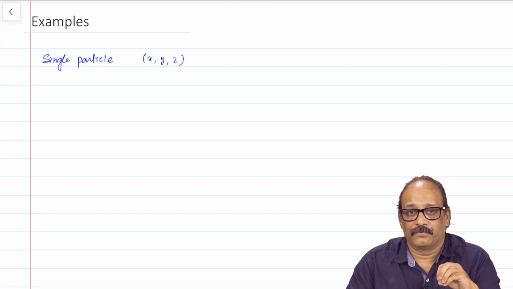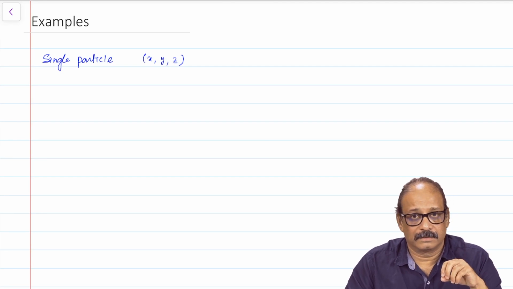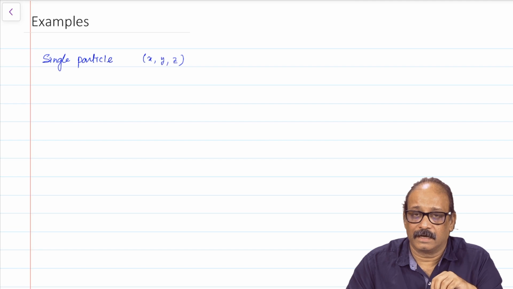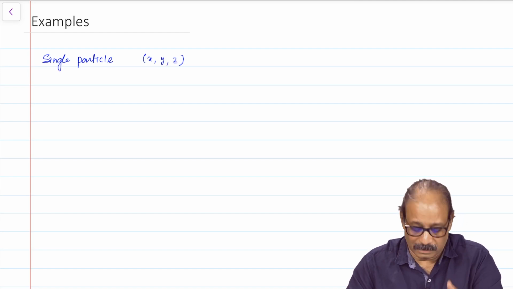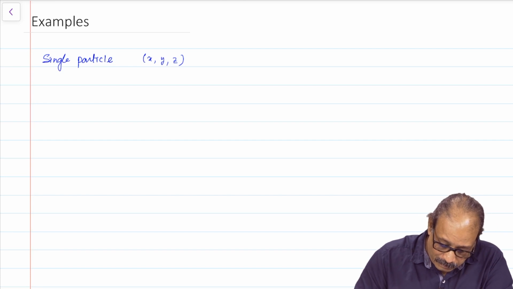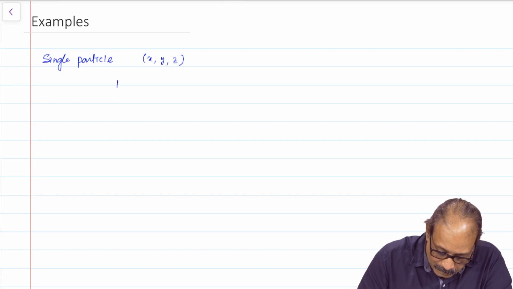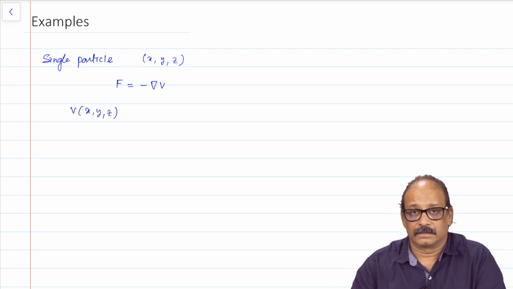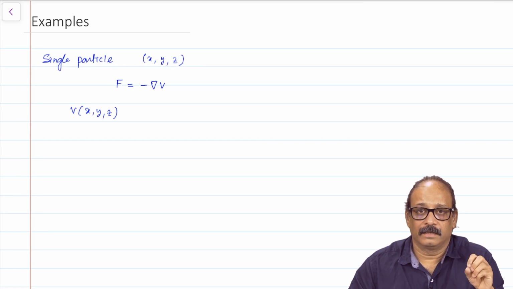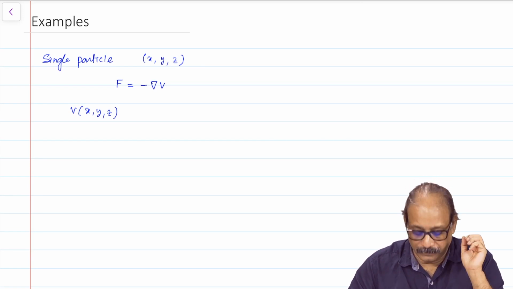And there is a force on this particle. So, remember, because there are no constraints, x, y, z are independent of each other. Why would I not use x, y, z as generalized coordinates? Of course, yes, I will use x, y and z as generalized coordinates. Now, the force say is given by minus grad V, where V is some function of x, y and z. Okay. So, this is a single particle moving in a conservative force field.